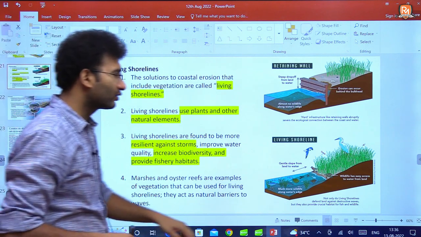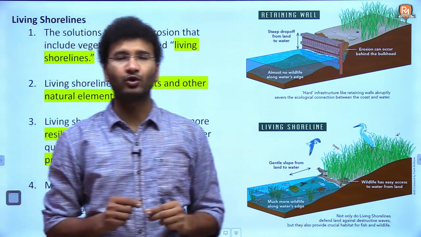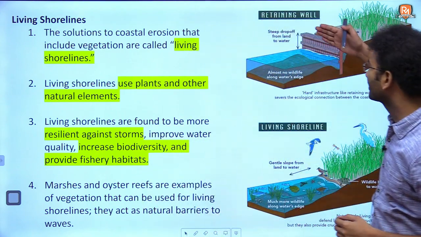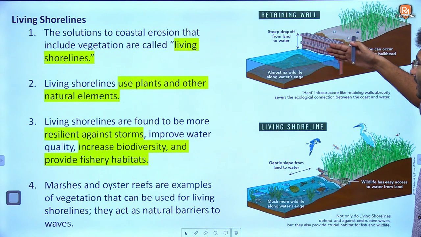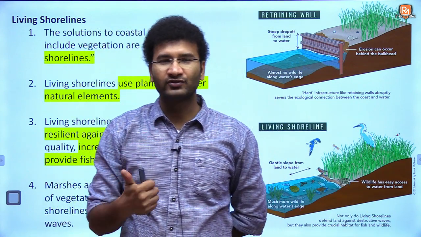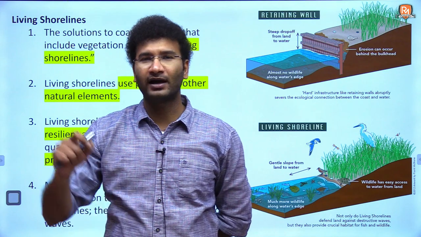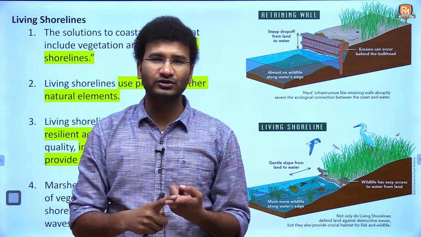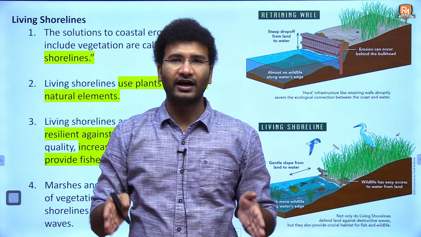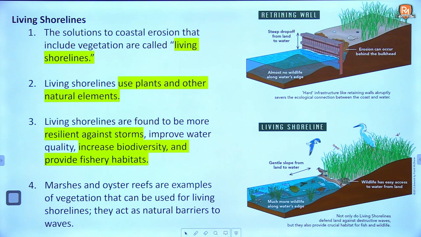And the other method for controlling coastal erosion is living shorelines. Now, what are these living shorelines? Living shorelines are nothing but, instead of constructing a seawall, you grow vegetation across the coastlines. If you look at the coastlines of Sundarbans, post-tsunami in 2004, the Indian government intensively started to plant mangroves across the coastlines, starting from Gujarat to Kolkata. You name a state, there is no state today that does not have mangrove plantations. So mangrove plantations are one of the best examples of living shores present in India.